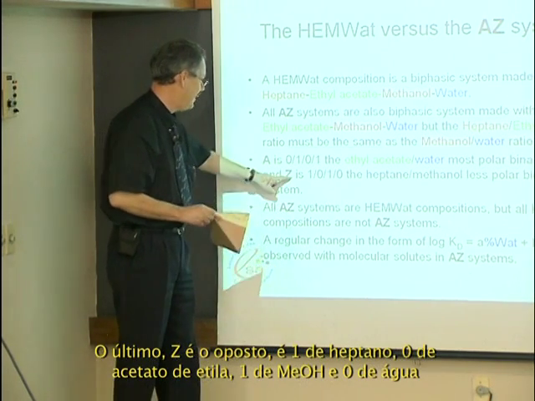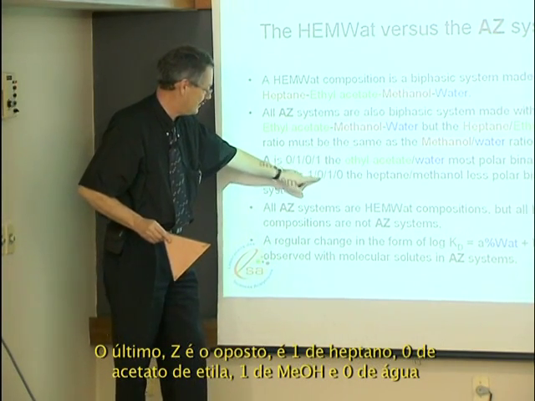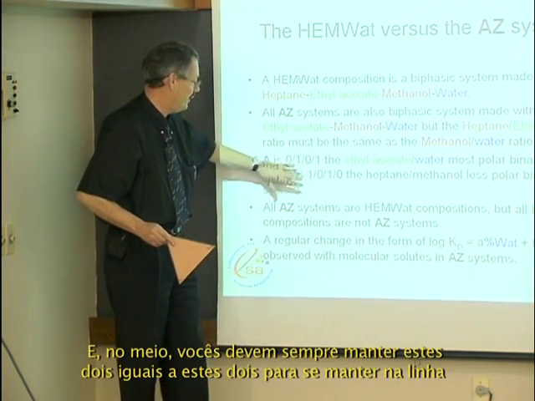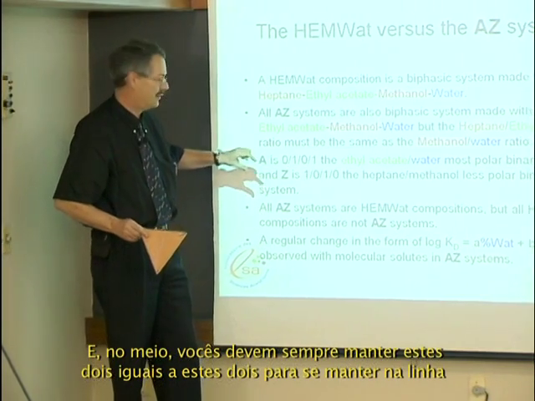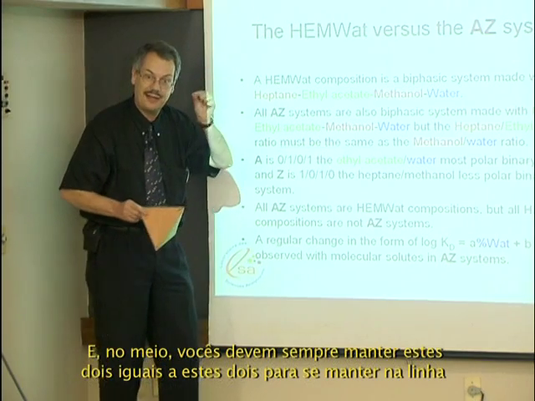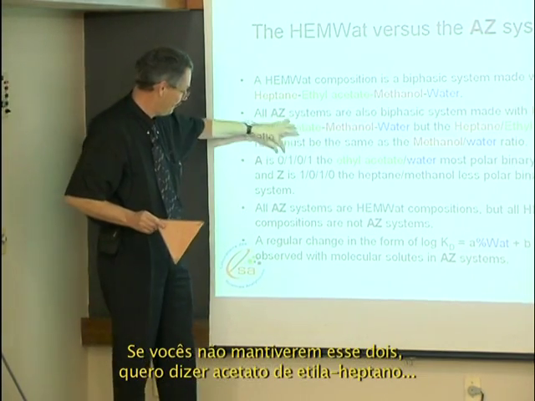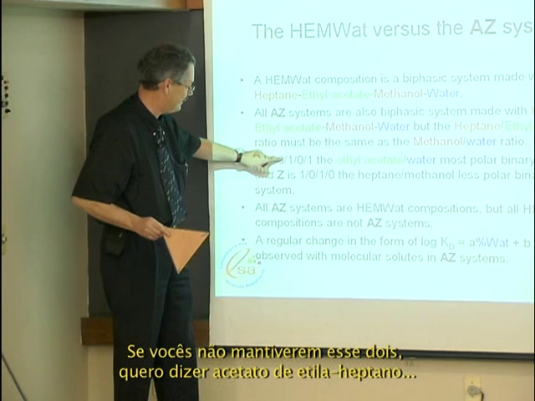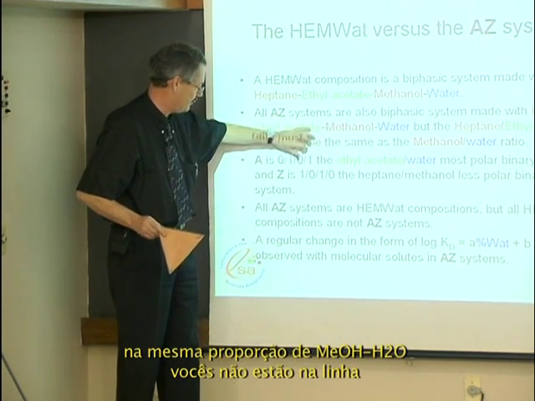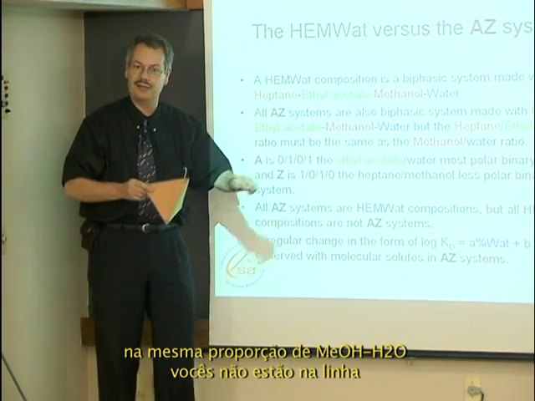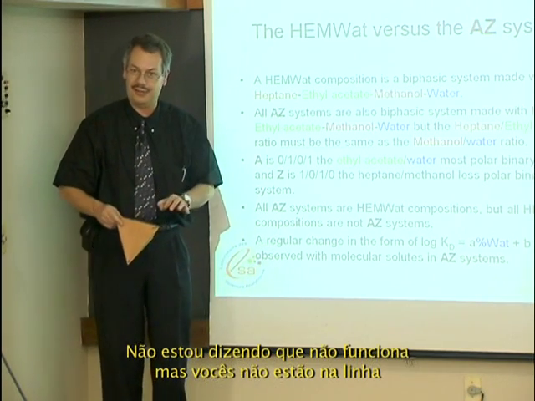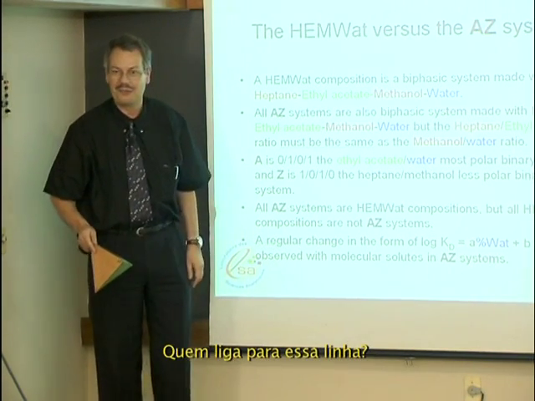And the last one, Z, it's the opposite. It's 1 heptane, 0 ethyl acetate, 1 methanol, 0 water. And in between, you always must keep those 2 equal to those 2 to stay on the line. If you don't keep heptane and ethyl acetate at the same number as methanol and water, you are not on the line. It works. I don't say it doesn't work. I say you are not on the line. Who cares about your line?